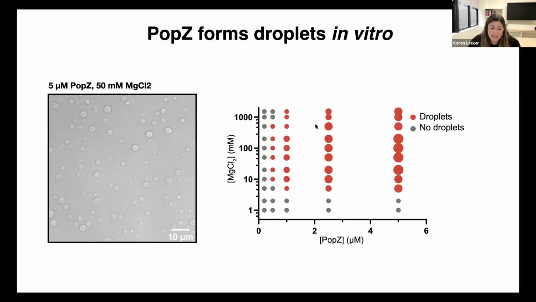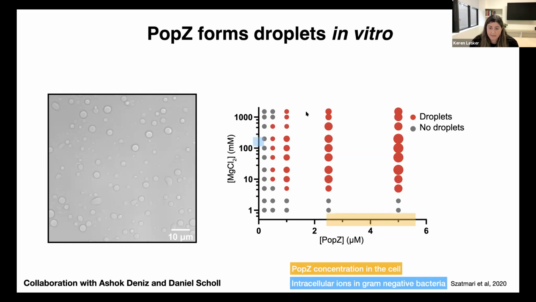What we've also seen is that when we're building a phase diagram of the POP-Z condensate in sodium phosphate buffer, we build the phase diagram as a function of POP-Z concentration and magnesium concentration. We find that POP-Z condensation in vitro requires the presence of either magnesium or calcium. And building on results that I'm going to show you later in the talk, we suspect that magnesium or calcium bind charged residues of the disordered region and modulate these POP-Z interactions.